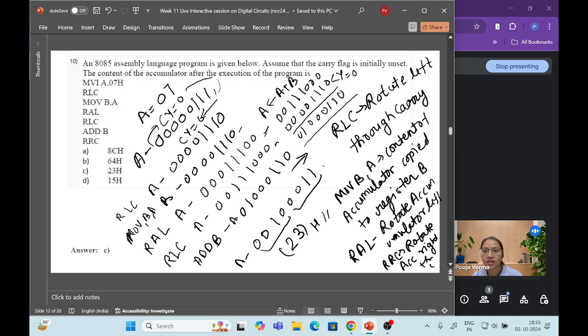Okay, so they are asking the content of the accumulator after execution of this program. So after execution of this program, the content in the accumulator is 23H. That means option C is the correct answer for this question. Okay. So I hope you understand this question. Can we move to the next question?